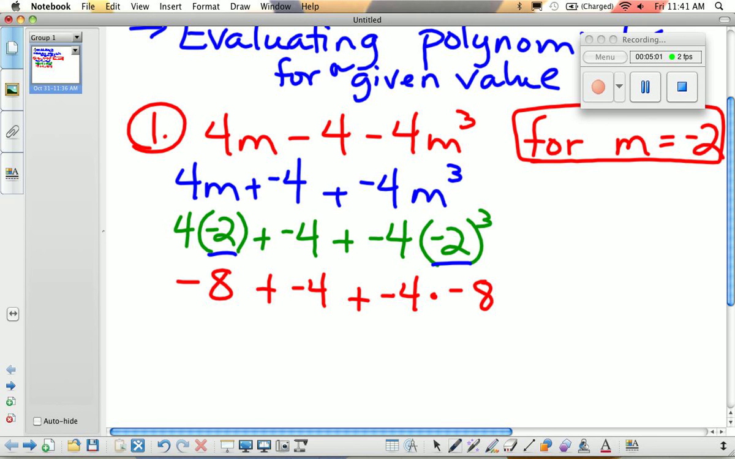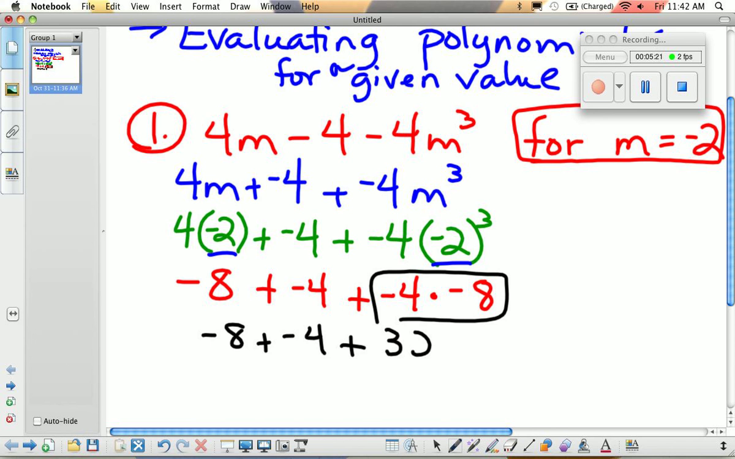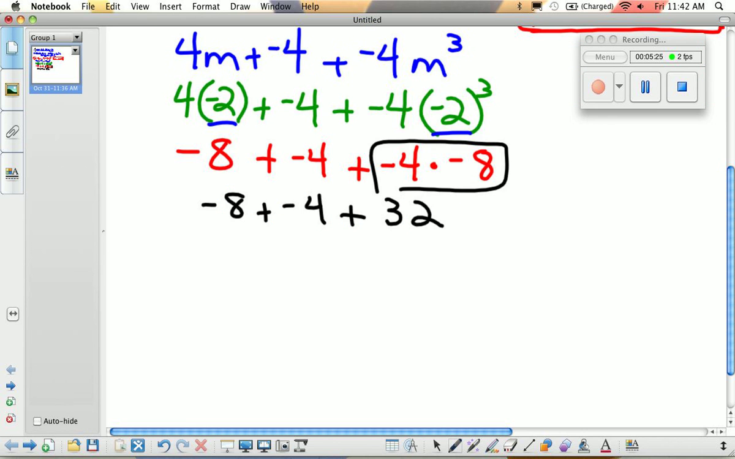And 32. Okay, so now we have this multiplication to do before we can finish it up. The next thing would be to take care of that multiplication. So we have negative 8 plus negative 4 plus what? 32. Negative 4 times negative 8 is 32.